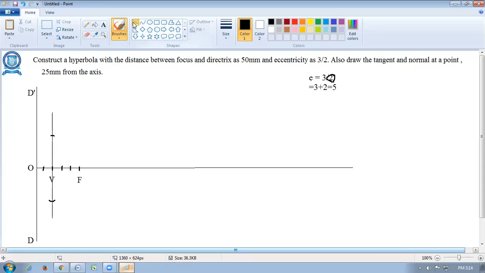And the next step is we have to draw a straight line from O and join this point.